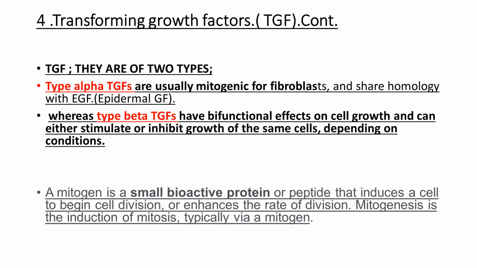Now the transforming growth factor, denoted as TGF. They are of two types: type alpha TGF and type beta TGF. Type alpha TGF is usually mitogenic for fibroblasts and shares homology with the EGF, epidermal growth factor. Whereas beta TGF has bifunctional effects on cell growth and can either stimulate or inhibit growth of the same cells depending on the condition.